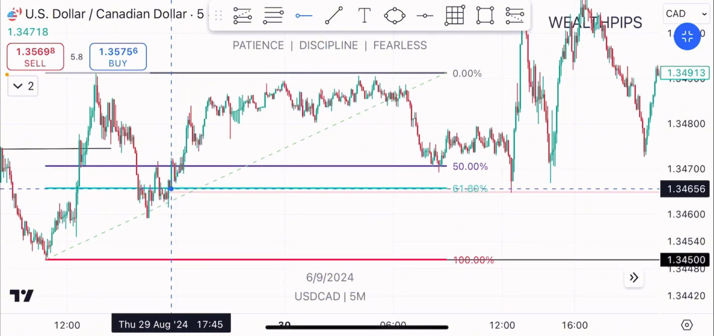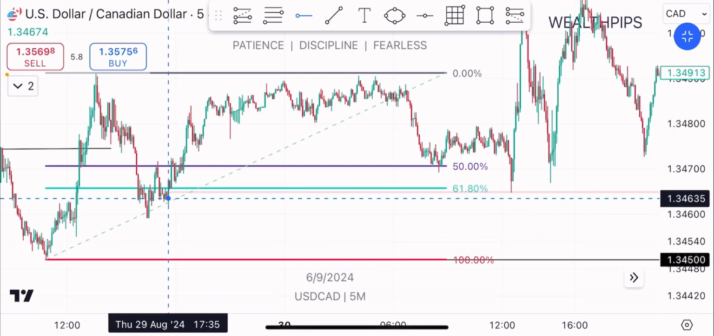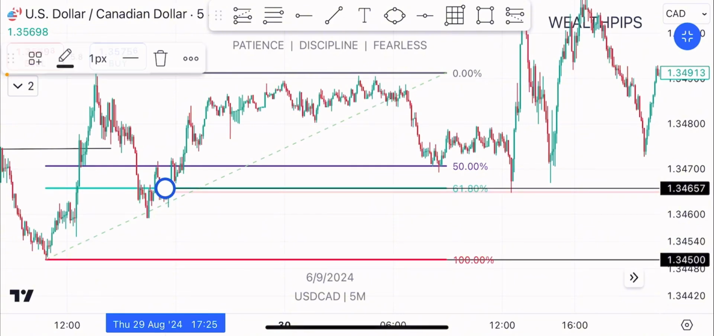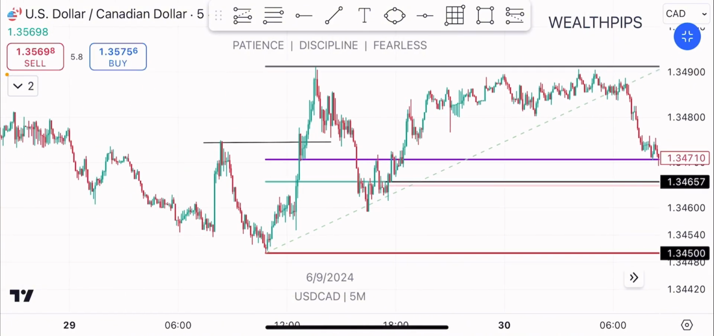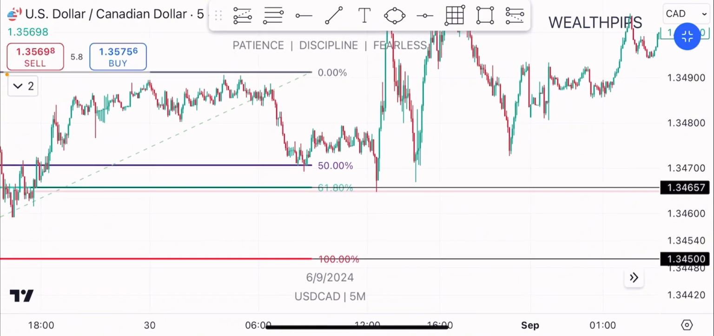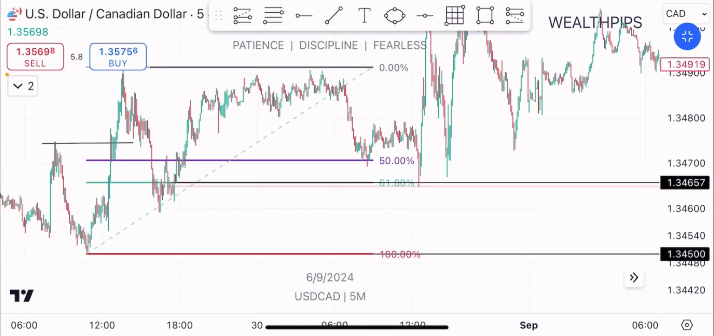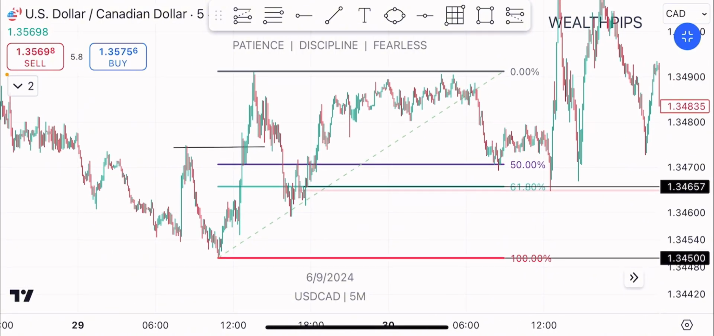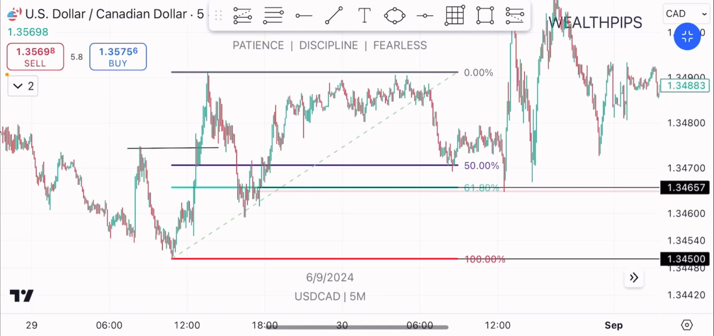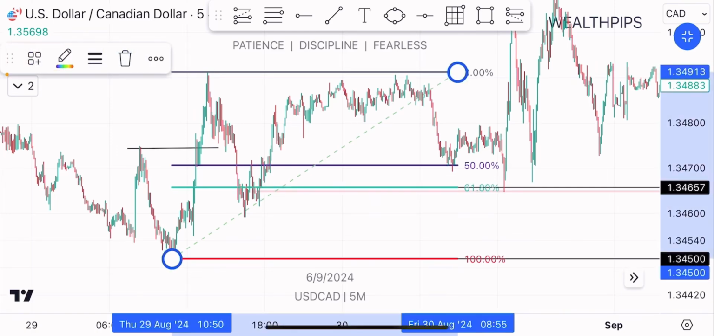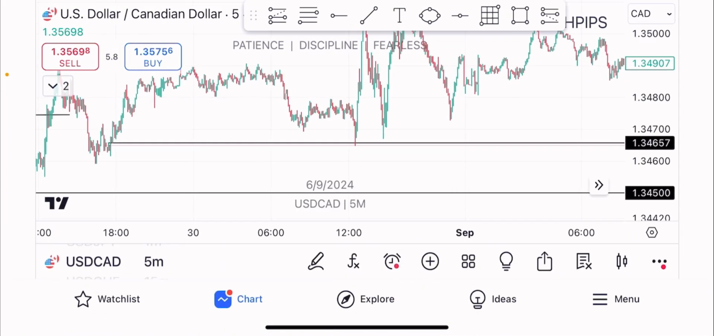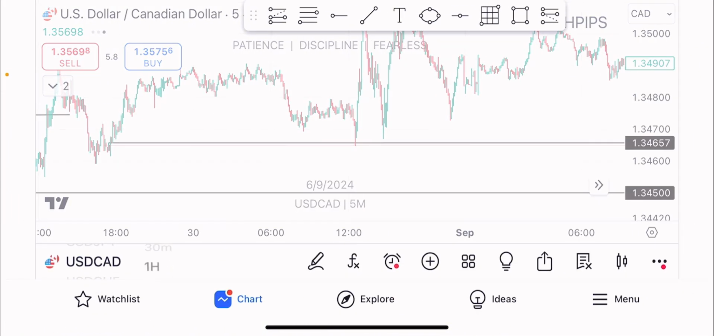I placed my rectangular line on the 60% retracement area. After I did that, let me take it to the 15 minutes time frame.